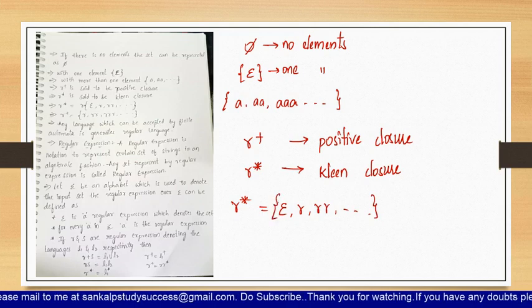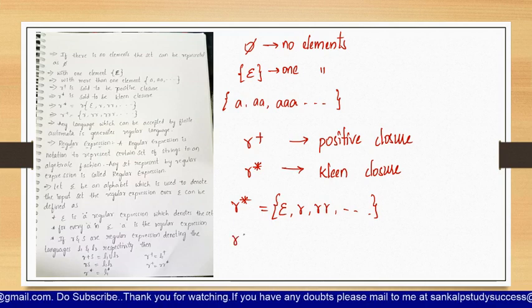That means what? Epsilon is nothing but 0 r's, and we are starting with 1 r, then 2 r's, 3 r's and so on, like that. You can go up to any number of r's. That means 0 or n number of r's. That means r star, r asterisk.